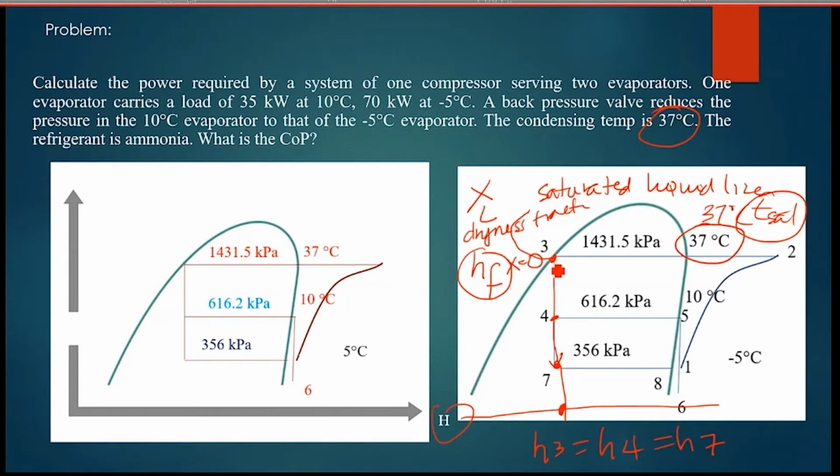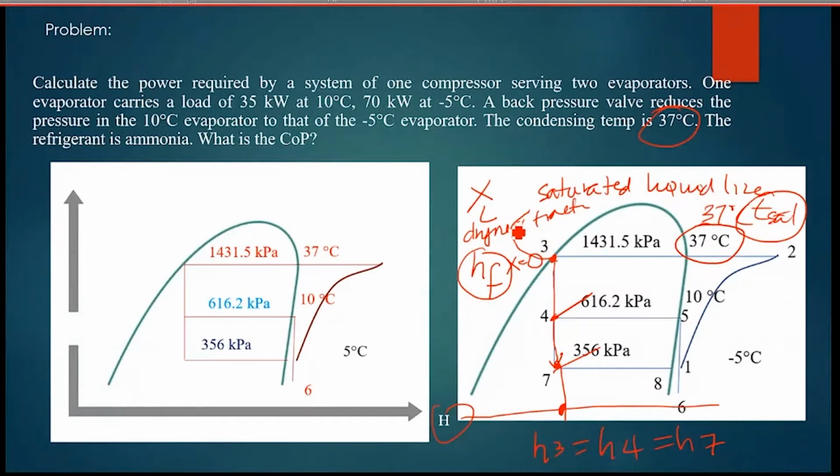I think we're clear now. Once you get the HF at that point of 37, which is H3, it's just the same with H4, the same with the H7, because it's in a vertical line. What is the other enthalpy that you can get? The other enthalpy that you can get is H5.